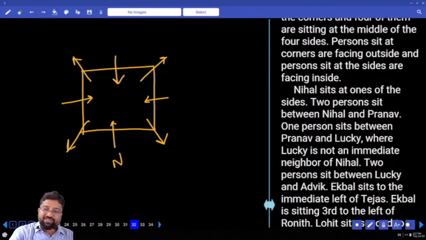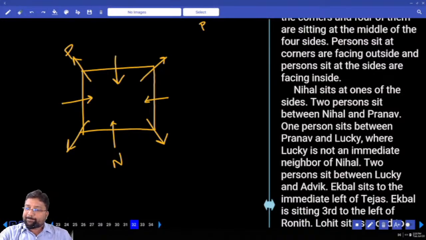Nihal sits at one of the sides. Only 2 persons sit between Nihal and Pranav. 2 persons are sitting between Nihal and Pranav, so Pranav should be in one of the corners. Either that or this, and Pranav will definitely be in the corner. First I will go for this. If I don't get the answer, I still have a possibility.